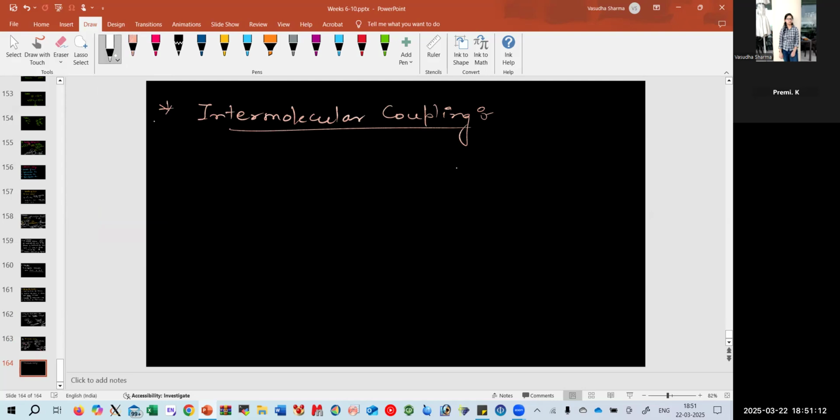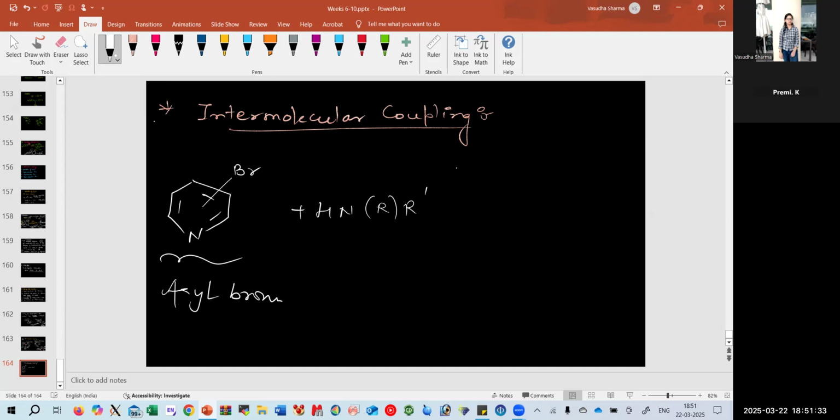Now I'm taking this is my pyridine, and a substituted pyridine, bromine would be there. This can be at any position, and I'm treating it with H and R attached. So this is again my aryl bromide group, and this is my substrate where the nitrogen is happening.